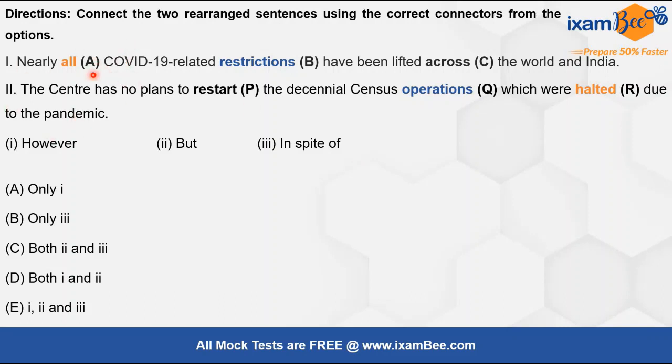They can fit here. Connectors can either be in the start of the first sentence or in the start of the second sentence, right? So now however and but can come in the start of the second sentence, and both these connectors will make the sentence meaningful. But in spite of cannot come either in the start of the first sentence or in the start of the second sentence, and it will not make the final sentence meaningful. So in spite of is not the correct usage. Only 1 and 2 are the correct usages, right? So option D is the correct answer here.